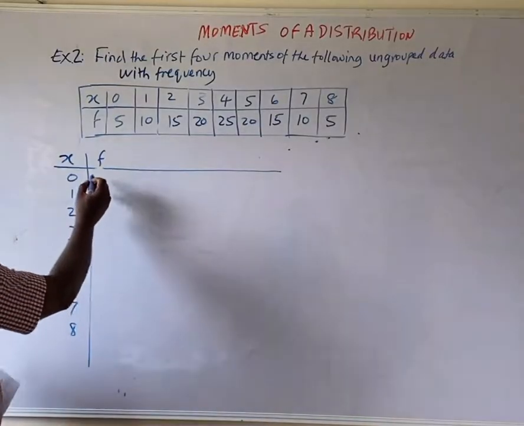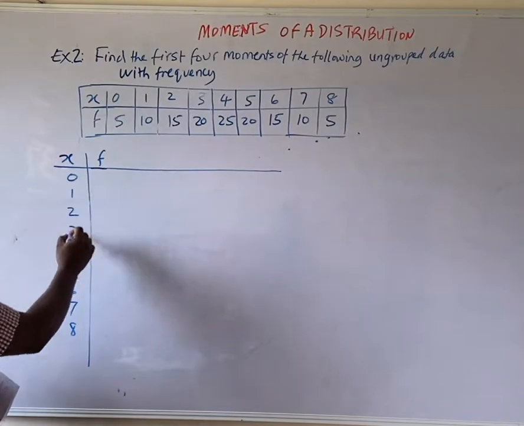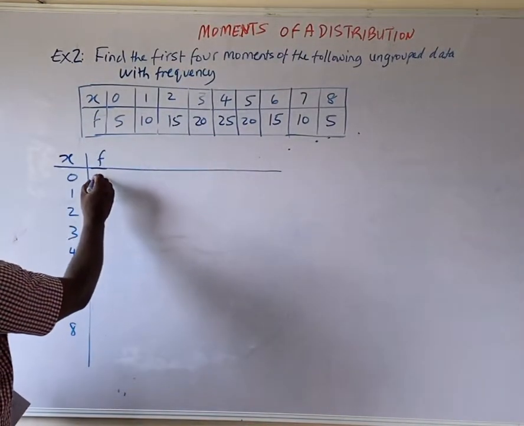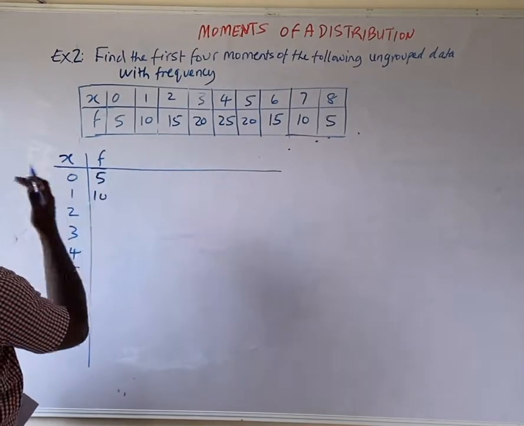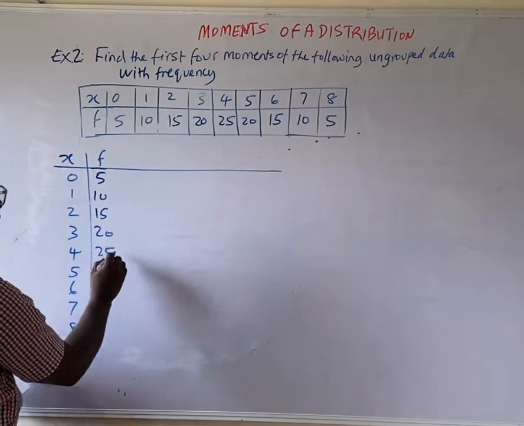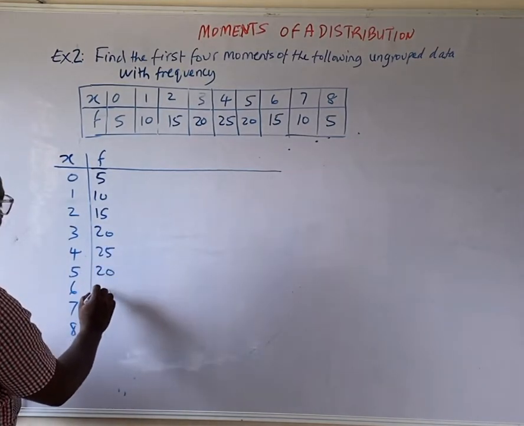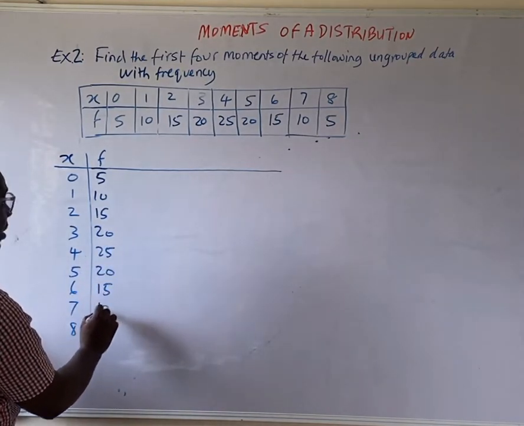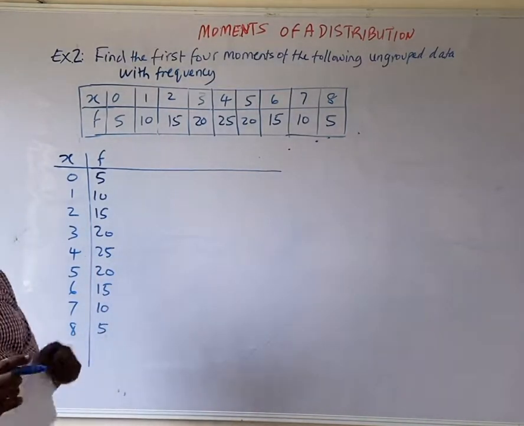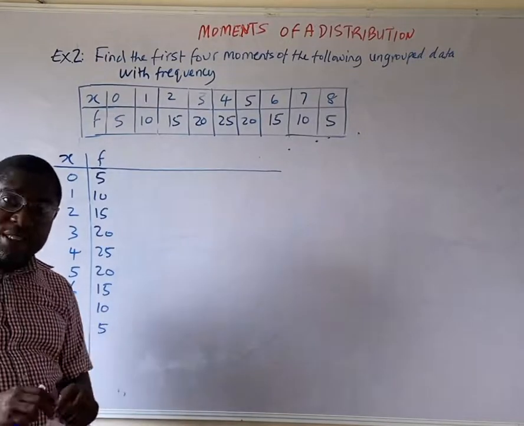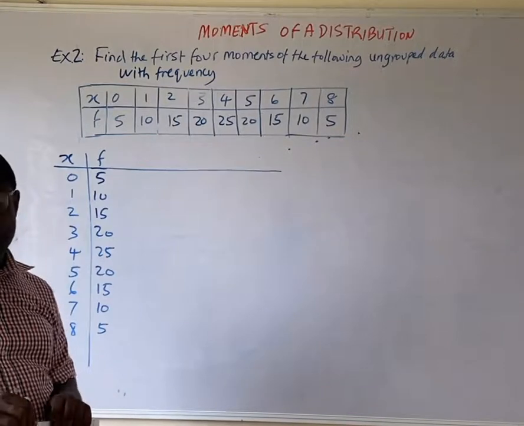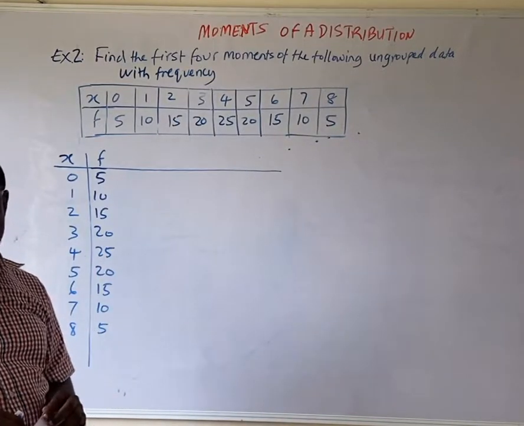Alright, so we have 0 to 8. Then we have our frequency given as 5, 10, 15, 20, 25, 20 again, then 15, 10, and then 5. Now for this situation, remember to find the moment, we must first find the mean of the deviation. We have to find the mean of the distribution.